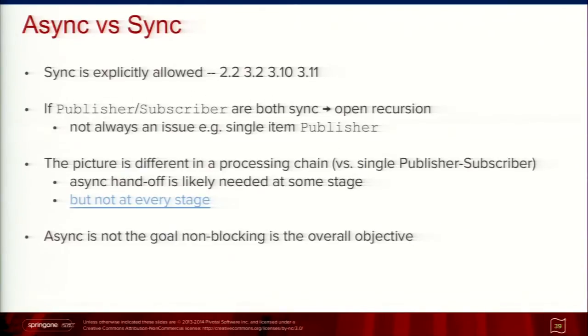So in your naive example, what you talked about at the very beginning, the naive example, where you have a publisher that produces 1 million events.